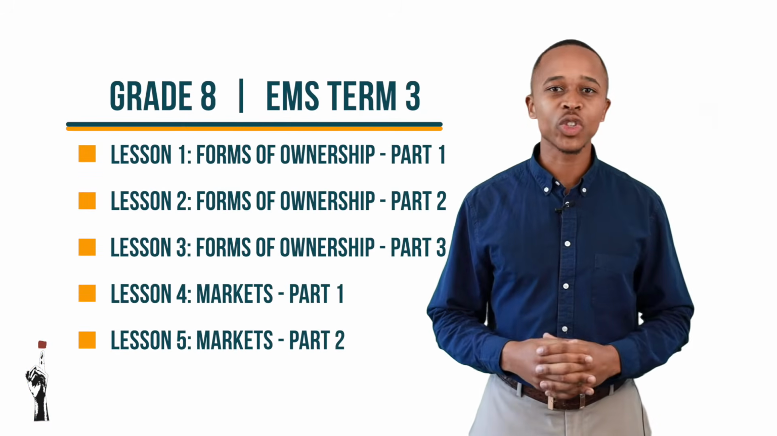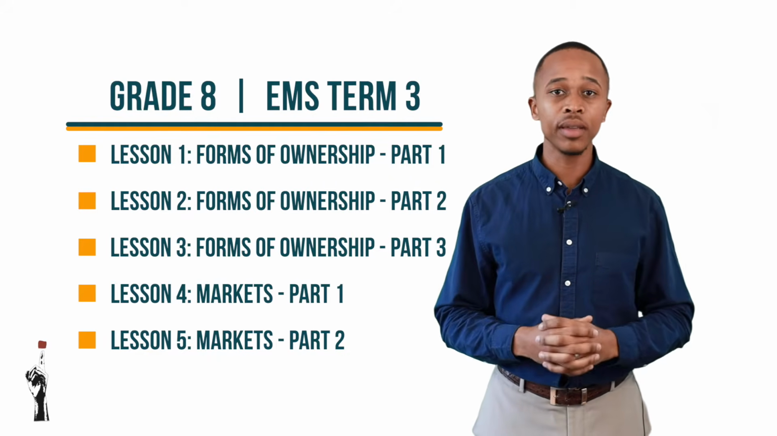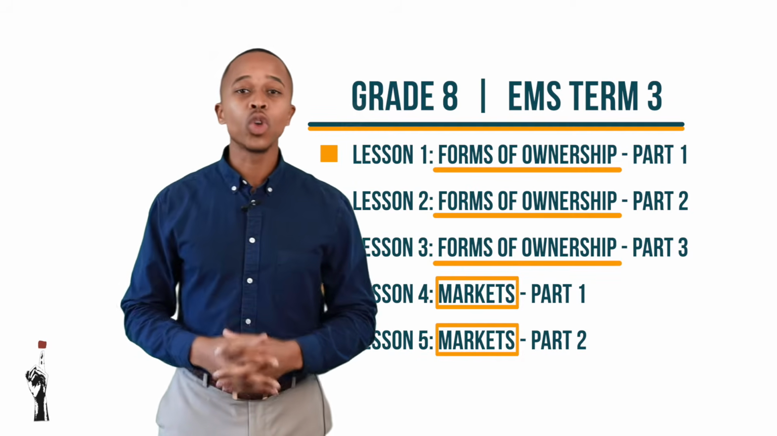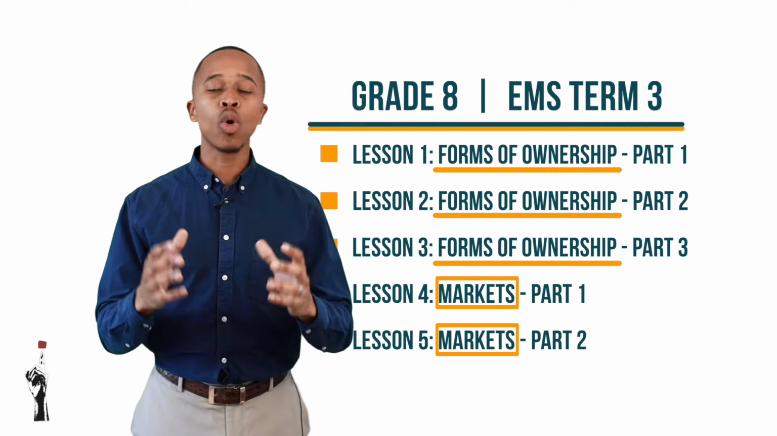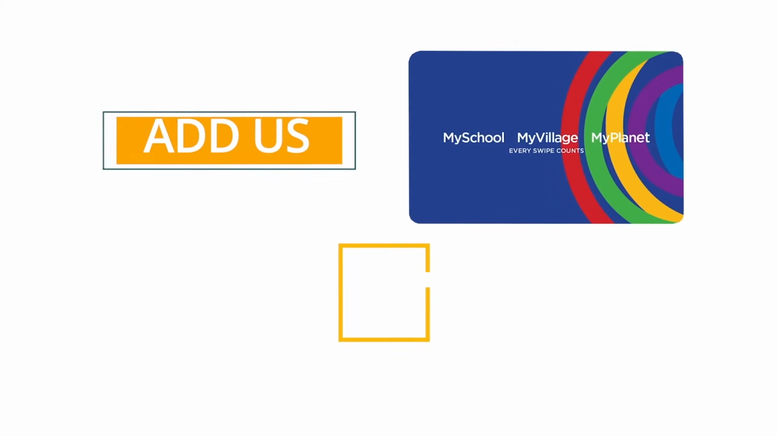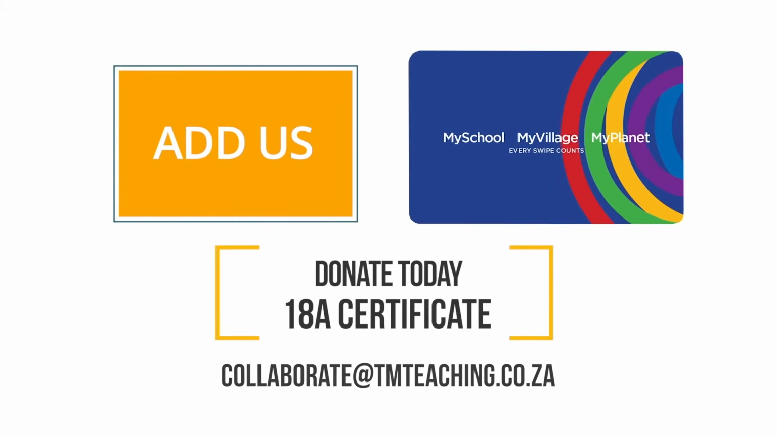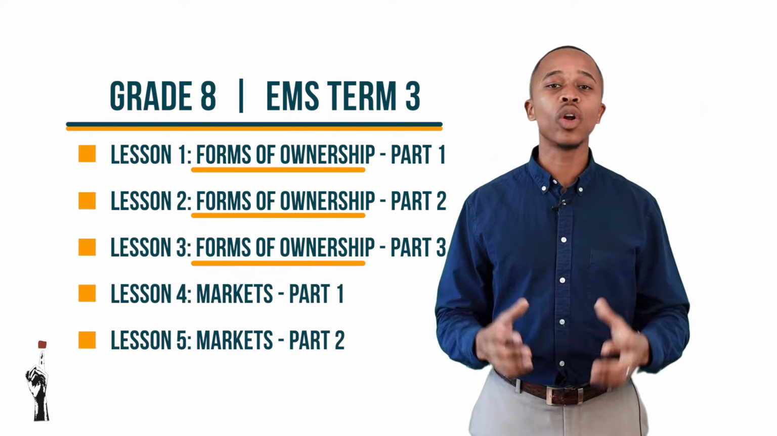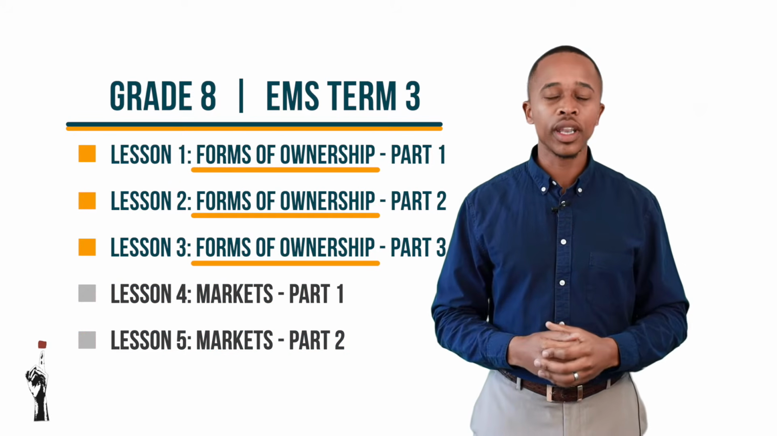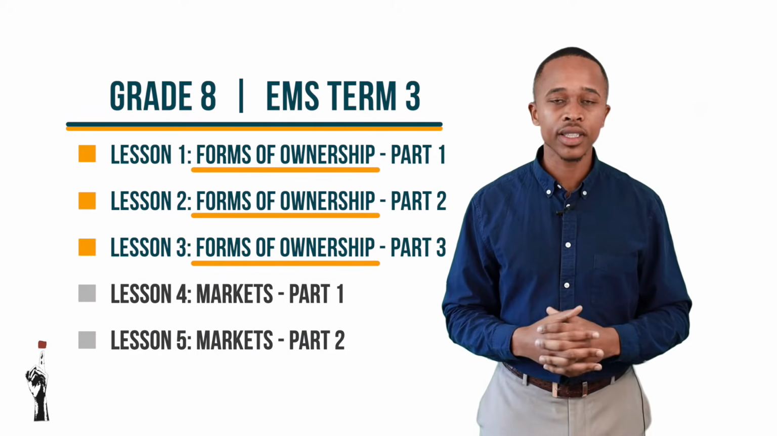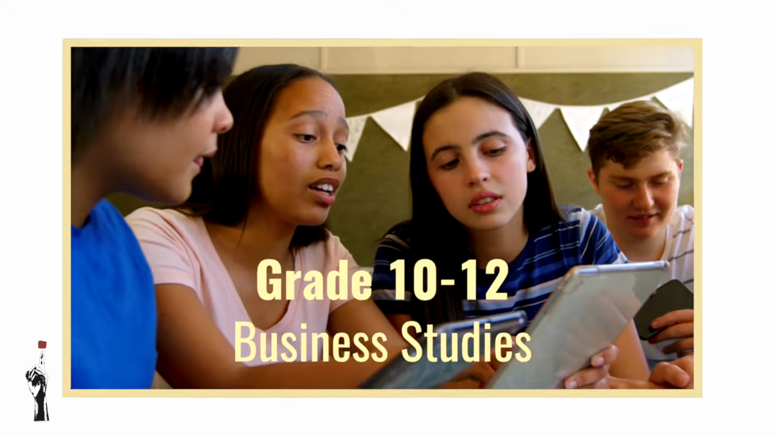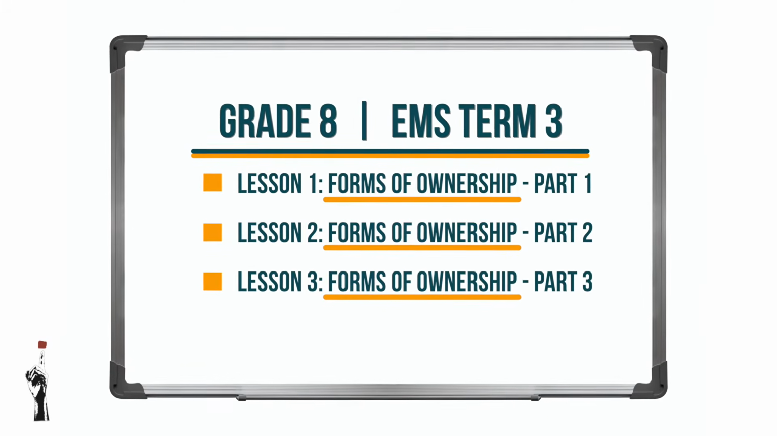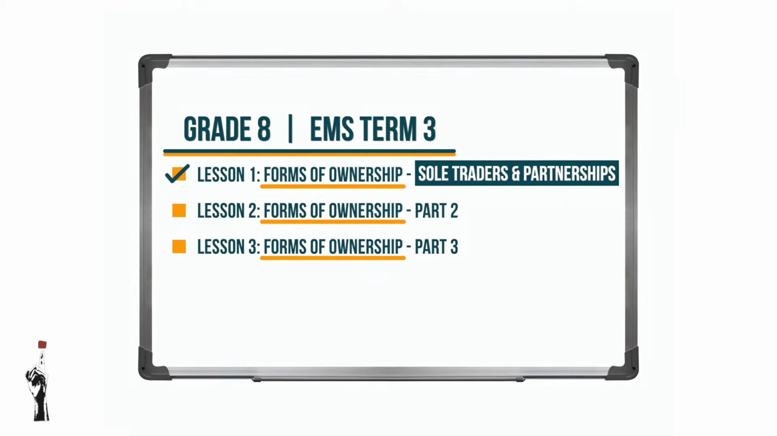In this term, we will be focusing on two big topics. That's mainly business ownership forms and markets. Now, these are two big topics, so we'll cover them in more than one lesson. In the first three lessons, we'll be focusing on different business ownership forms. Now, this will form the foundation of business studies. And so if you're wanting to take this in grade 10, 11, and 12, make sure that you understand this topic. In this first lesson, we'll be focusing on sole traders and partnerships.